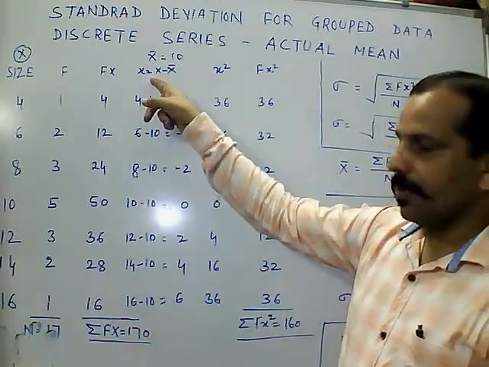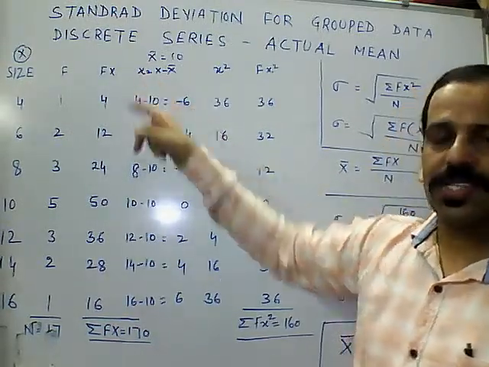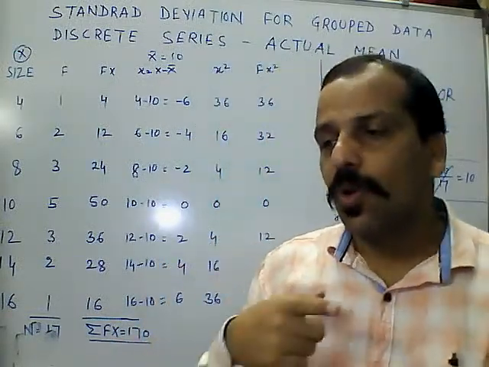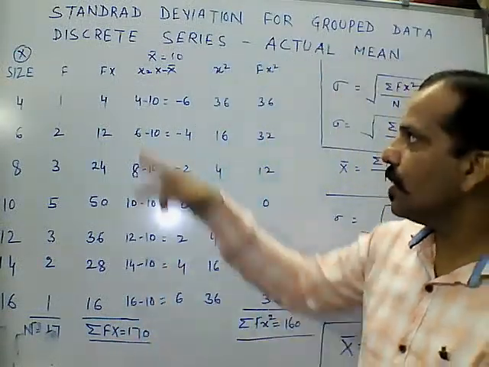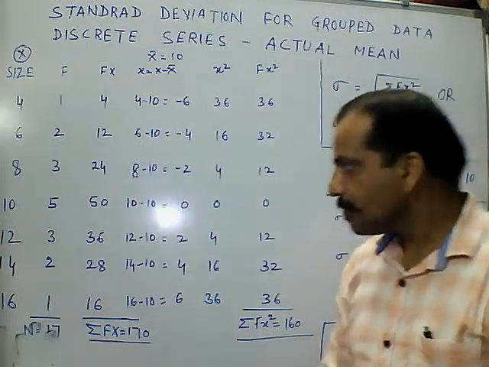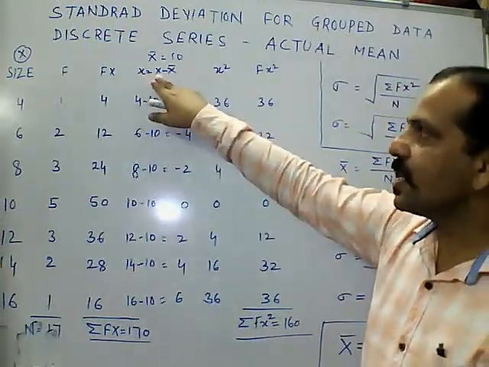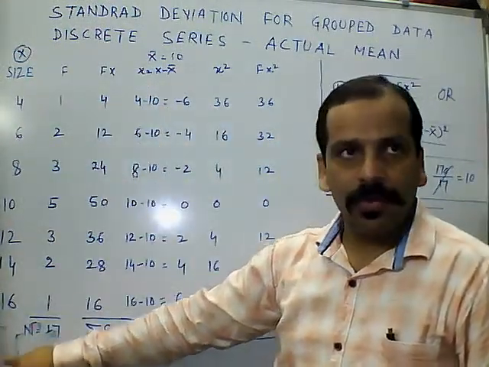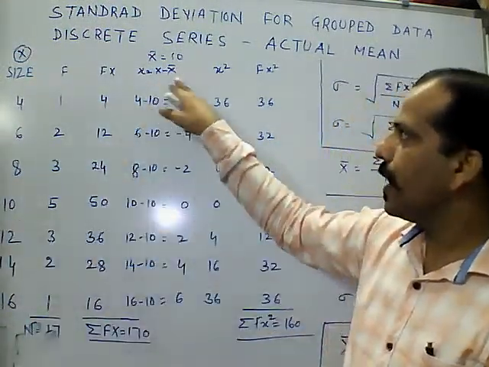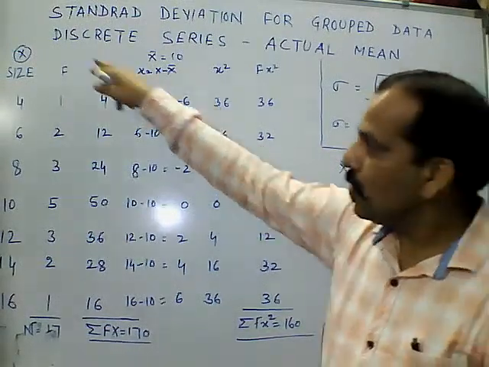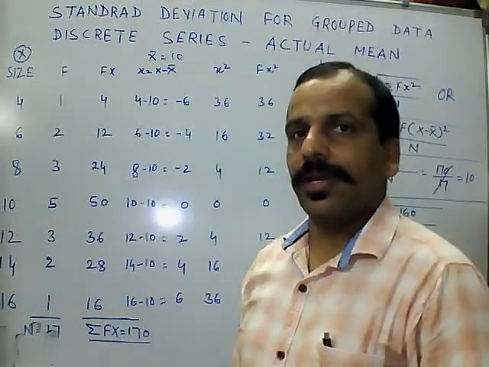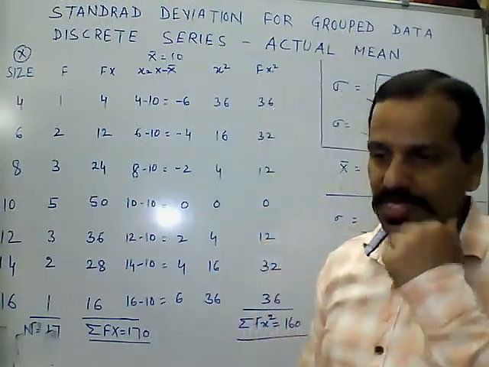This is an important point. This small x itself is a deviation. You can even write small d for deviation. Small x is equal to the values of the x variable minus the actual mean of the x variable. That is small x, or deviation.